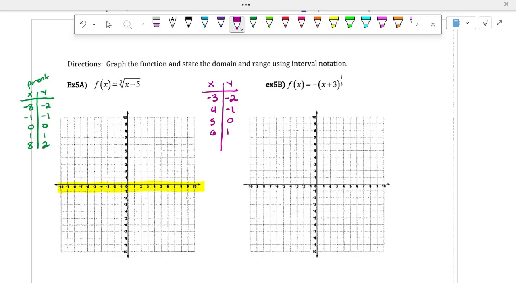So this is what I'm going to graph. I have -3, -2, -1, 0, and 1, so it'll look something like this.